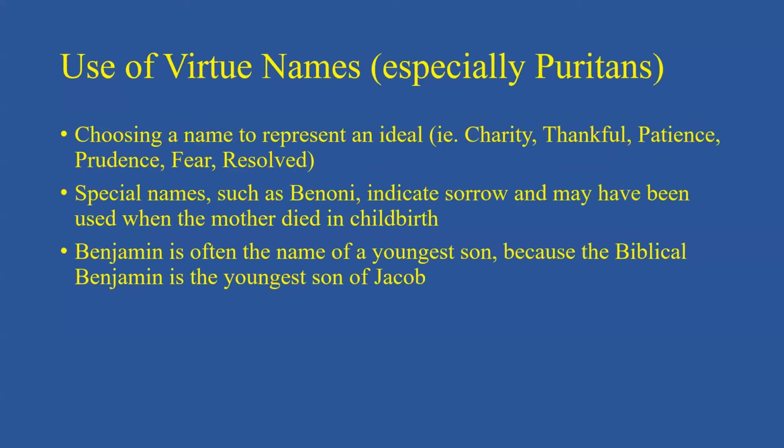We should also make note of the fact that the birth order and circumstances surrounding a birth may dictate the naming of a child. The name Benoni that you'll sometimes see, and it's a biblical name, was often given to a son when the mother died in childbirth. So when you find Benoni listed, take care to look carefully at the death records to see if the mother may have died at that time. It's a clue that you can use for death because it indicates sorrow. Benjamin was often used as a name for the youngest son because the biblical Benjamin is the youngest son of Jacob. So they liked using names that had biblical associations like this.